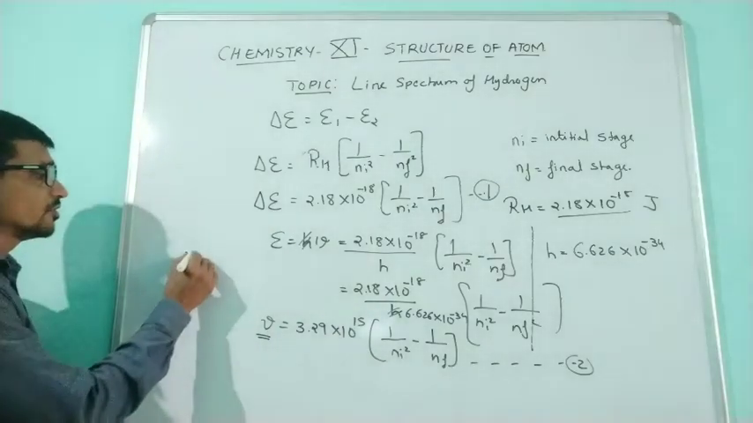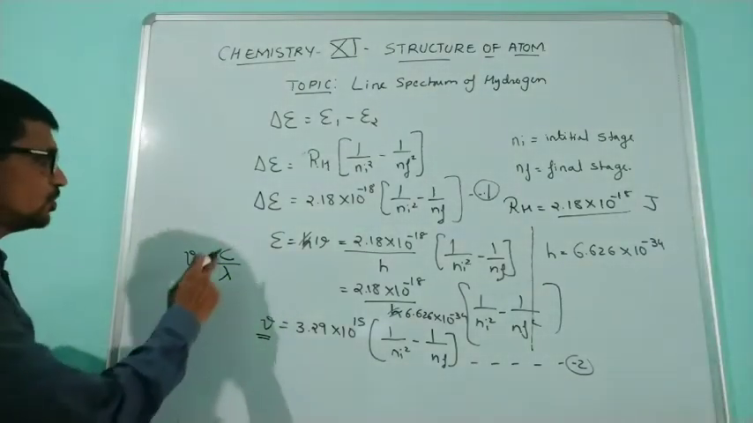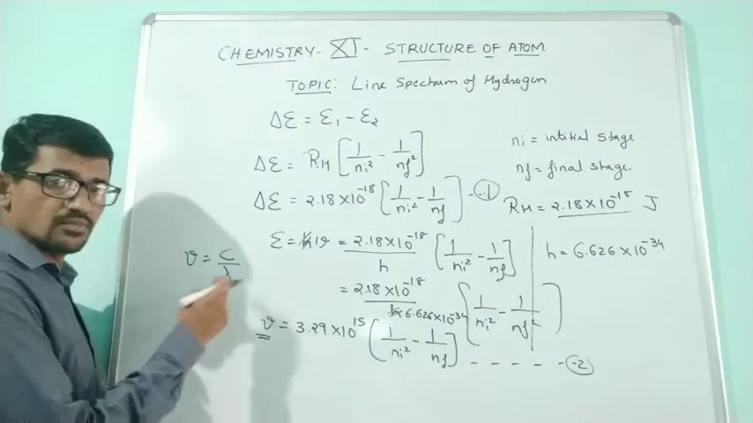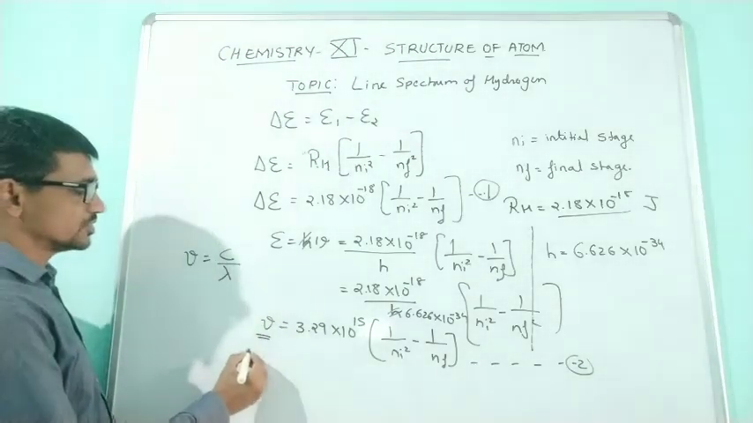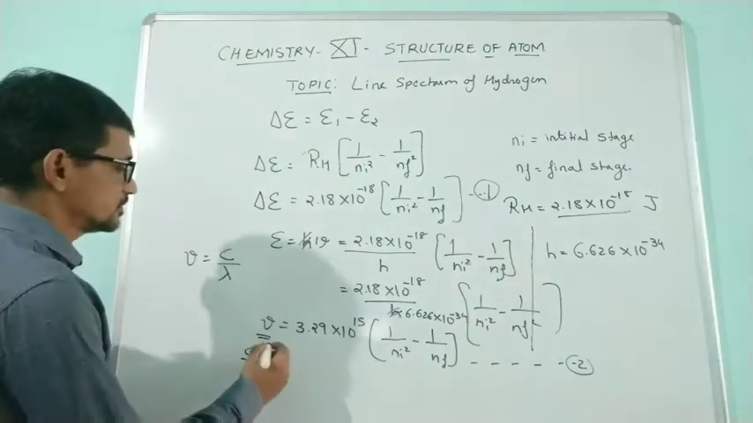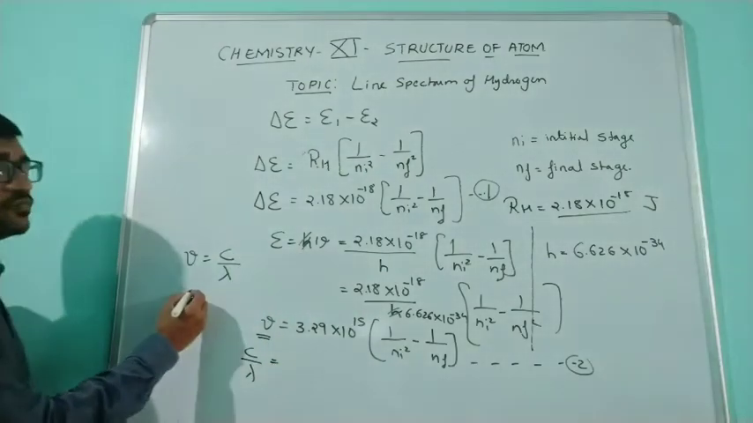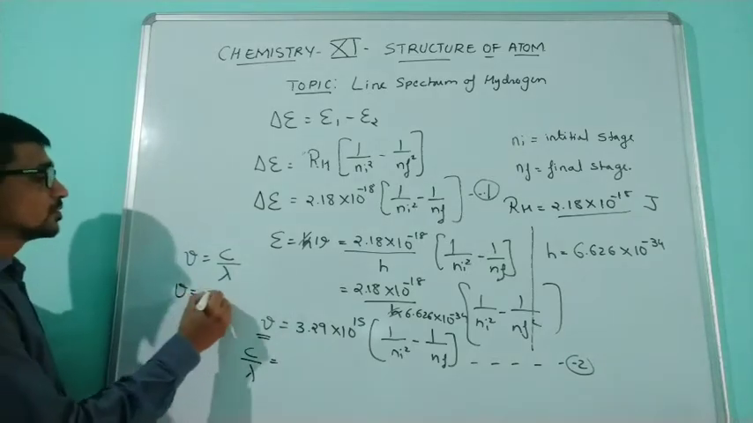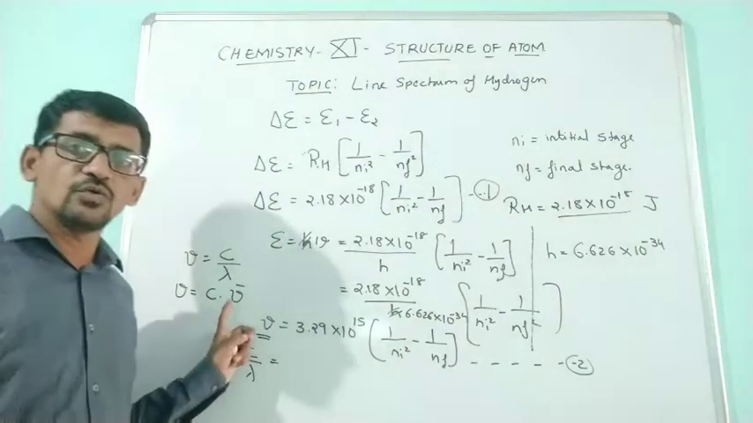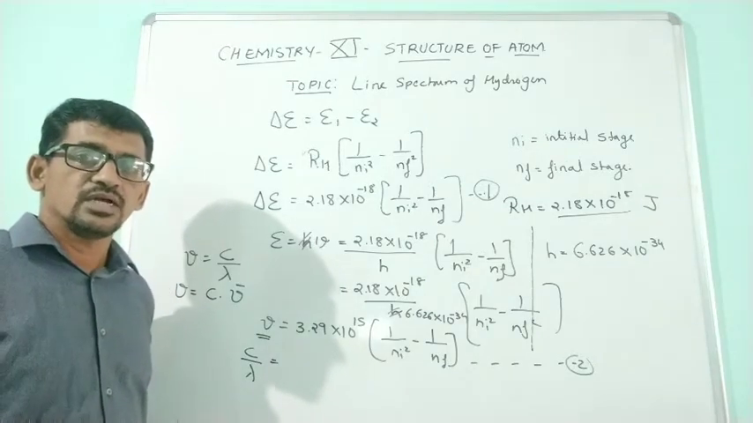Now we know that frequency is equal to c by lambda, where c is the velocity of light. If you put c by lambda in this, then mu is equal to c by lambda. So if you want to find 1 by lambda, you divide by the c value, and you will get 1 by lambda. But 1 by lambda is equal to v bar or mu bar, that is the wave number. Wave number means the number of waves passing through a fixed point.